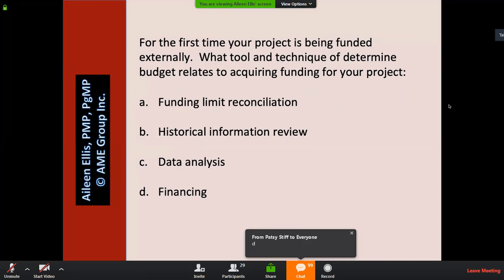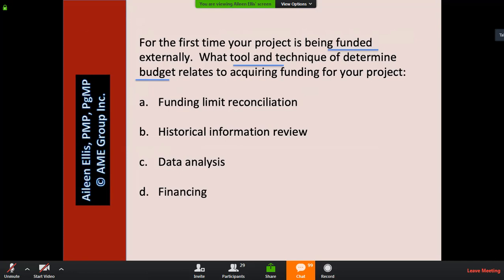So this group did great. Sometimes people wrongly select answer A. So it's being funded externally. We're looking for a tool and technique related to acquiring funding for the project. Answer A is a wrong answer, funding limit reconciliation, but I think that's the trickier answer. Funding limit reconciliation is a tool we use to make sure that what we plan to spend reconciles with how much funding we have.